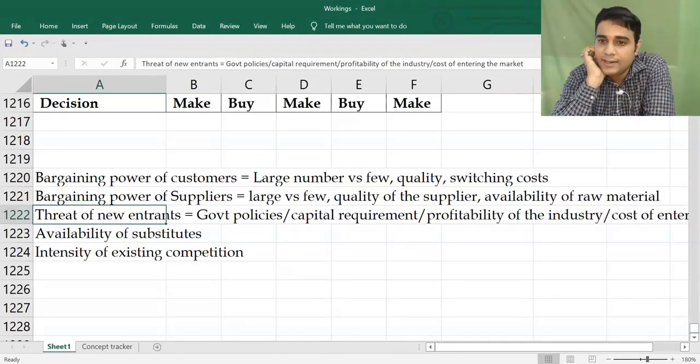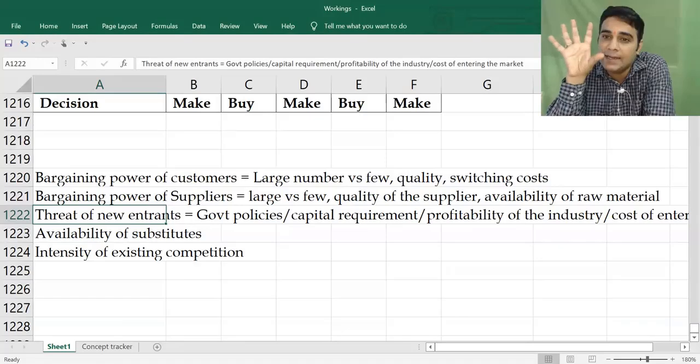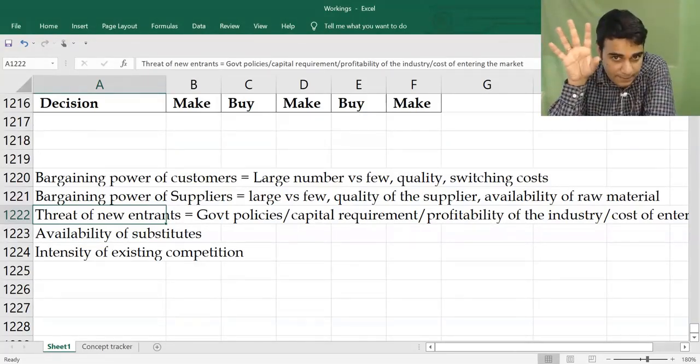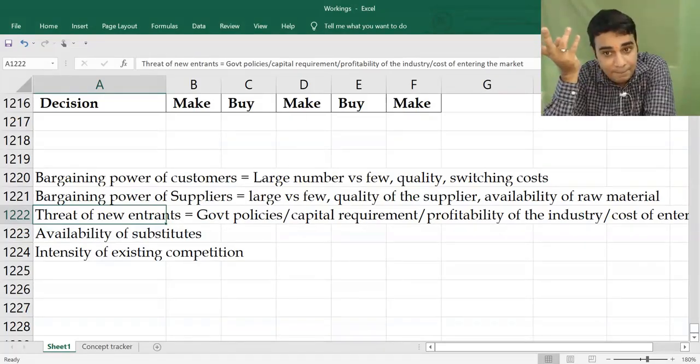I cannot suddenly enter into a pharma industry. If I want to today, I cannot suddenly say that I want to manufacture a pharma product and get approval and start selling it. It is impossible. It is going to take a lot of time for me to enter into a pharma industry. So are there any entry barriers or not for the industry? The entry barriers can come from government policy. The entry barriers can come from capital requirement.